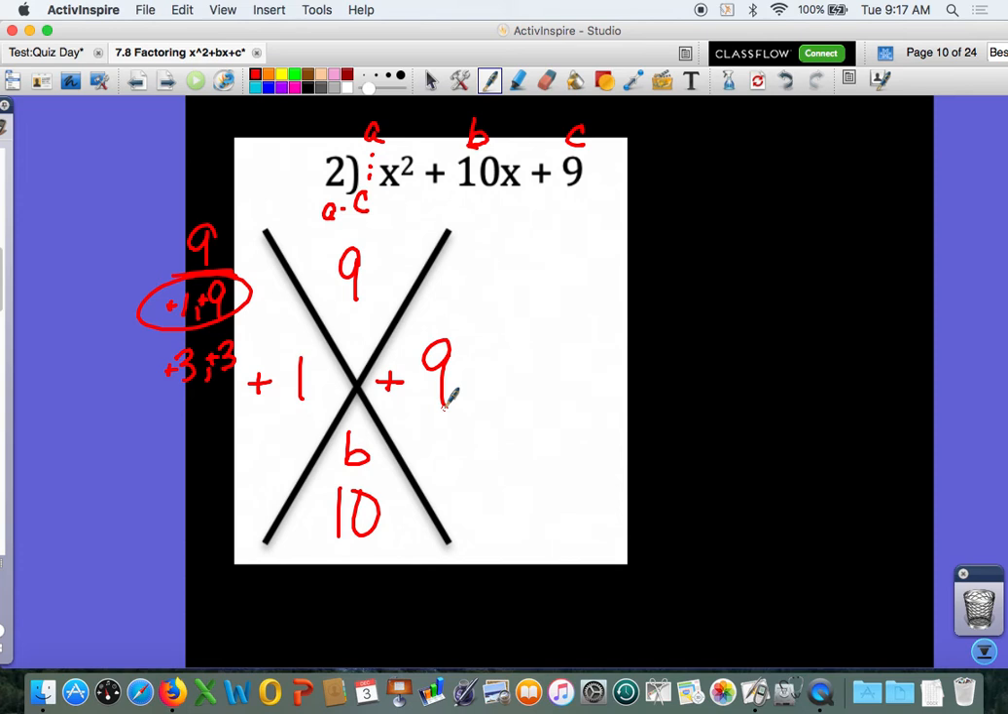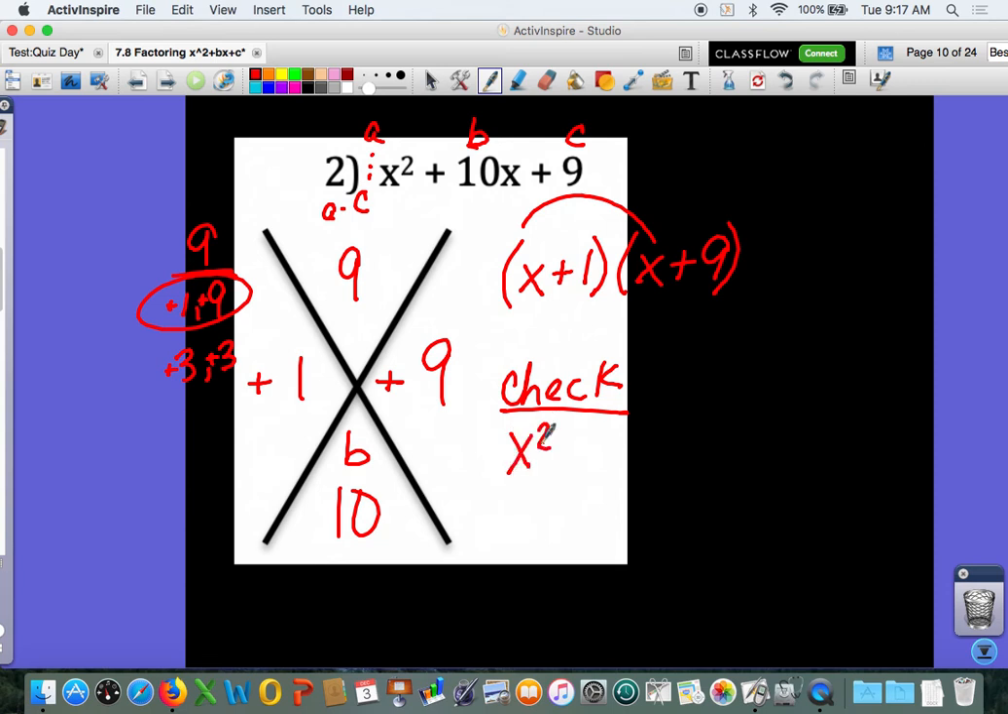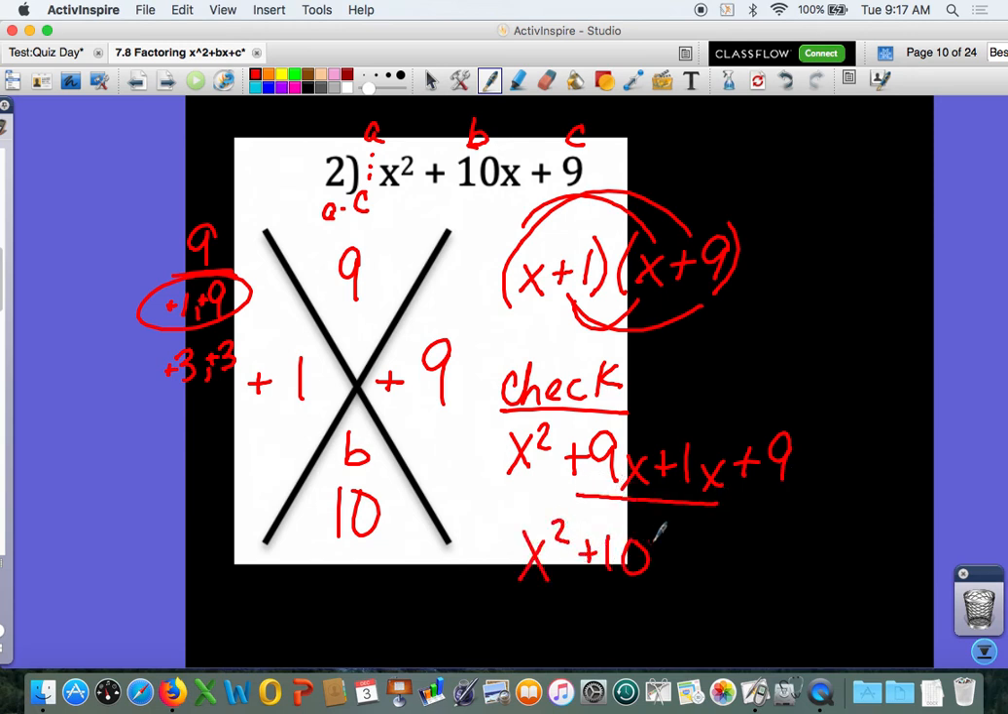Again, because my A value is 1, I can make my binomials. So what are my binomials going to be? X plus 1 and x plus 9. Or I can say for sure, I need to check. So x times x gives me x squared. X times 9 is 9x. 1 times x is 1x. 1 times 9 is plus 9. 9x plus 1x, so x squared plus 10x plus 9. Does that match? Yes, it does. So this is my final answer.